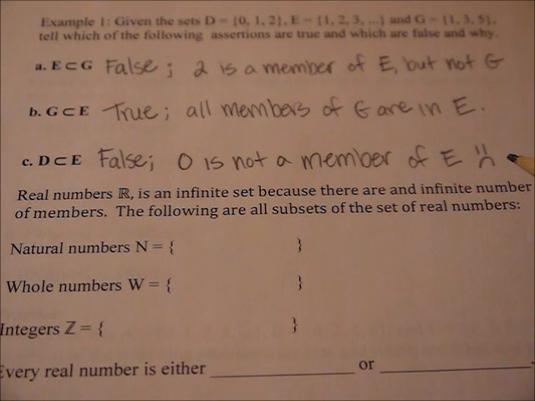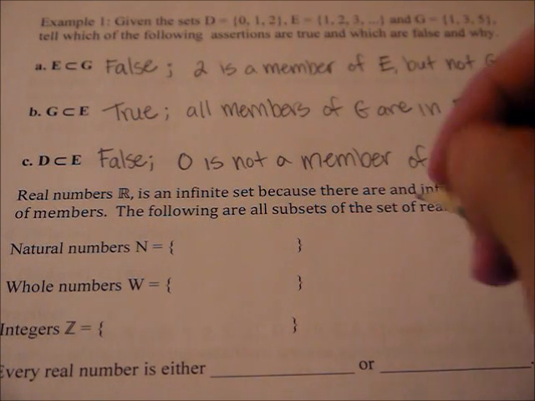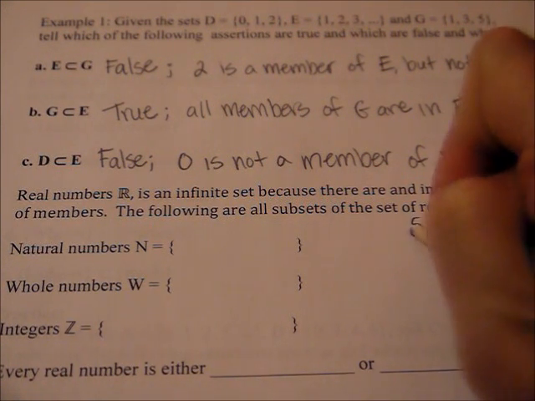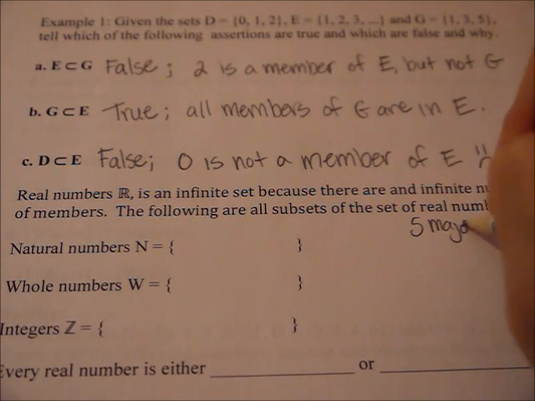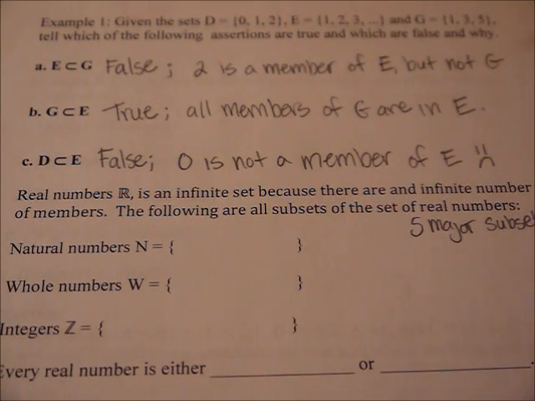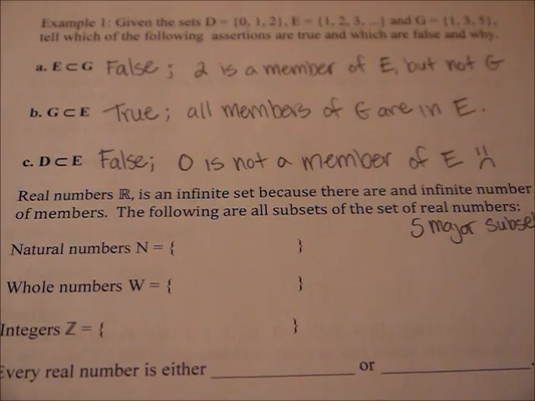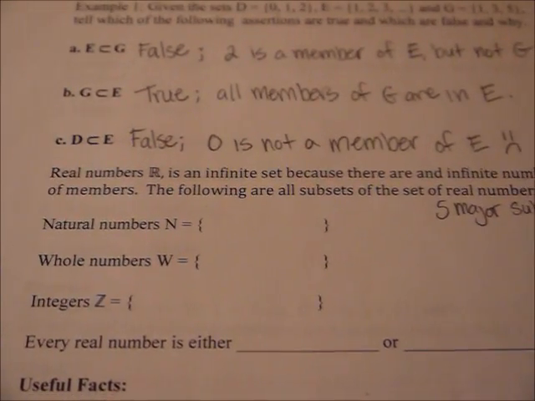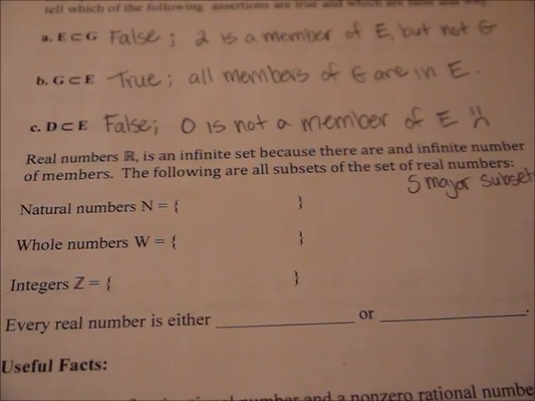So what that means is we're going to talk about 5 major subsets. I have 3 listed here, and the other 2 don't have a special letter, and I'll just talk about them. And it's all in your book. Everything I'm talking about is in your book.